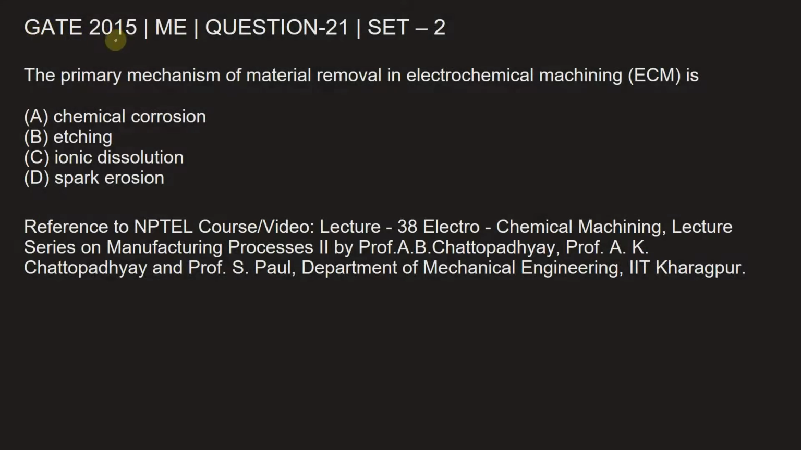This question is from GATE 2015, Mechanical Engineering paper, set 2, question number 21. The primary mechanism of material removal in electrochemical machining, ECM, is: option A, chemical corrosion; option B, etching; option C, ionic dissolution; and option D, spark erosion.